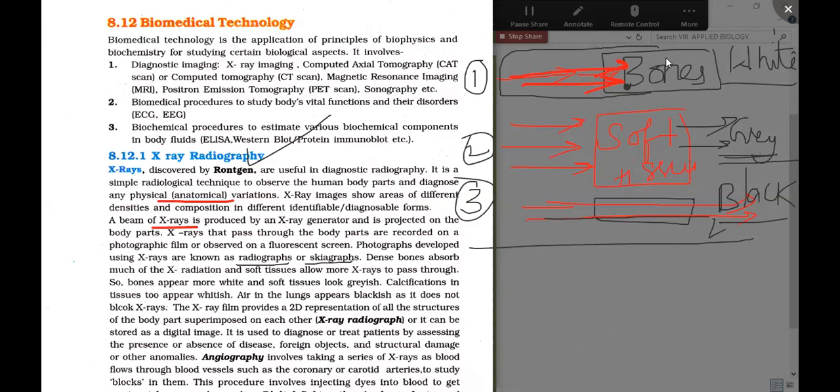The X-ray film provides a 2D representation of all the structures of the body part that are superimposed on each other. We call it an X-ray radiograph, or it can be stored as a digital image. Nowadays, we are storing it as a digital image also. It is used to diagnose or treat patients by assessing the presence or absence of disease, foreign objects, structural damage or other anomalies.